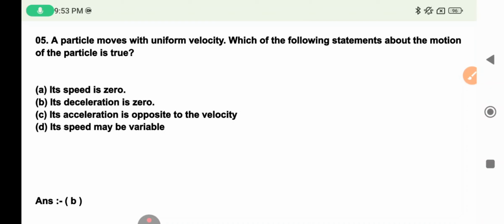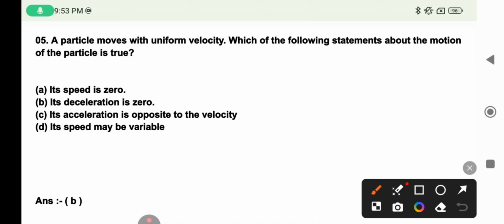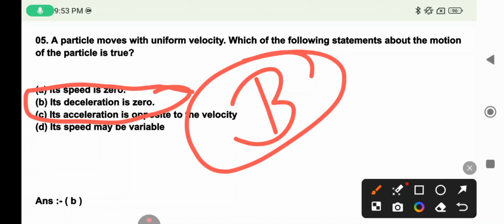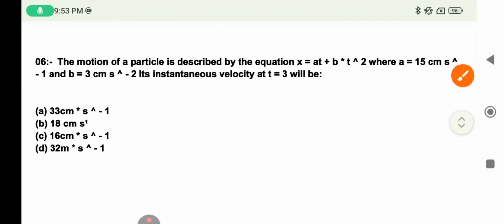And here the options: option A its speed is 0, option B its deceleration is 0, option C its acceleration is opposite to the velocity, and option D its speed may be variable. And the correct statement is its deceleration is 0. Now move on question number 6.